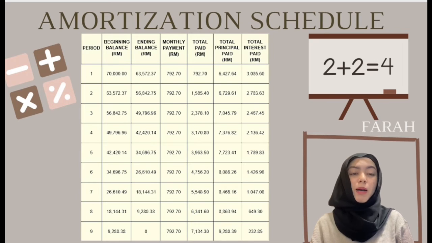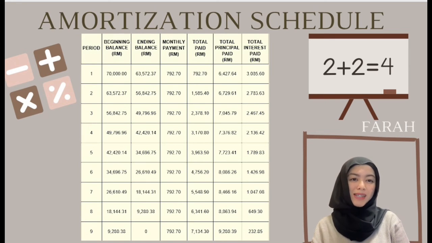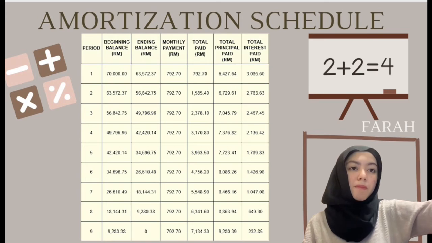I'm going to explain what happened to the loan after 9 years. As for the beginning balance, it is 9,280 ringgit and 38 cents. For the end balance, it is 0. For the monthly payment, it is 792 ringgit and 70 cents. For the total paid, it is 7,134 ringgit and 30 cents. For the total principal paid, it is 9,280 and 39 cents. As for the total interest paid, it is 232 ringgit and 85 cents. That's all for me. Thank you.